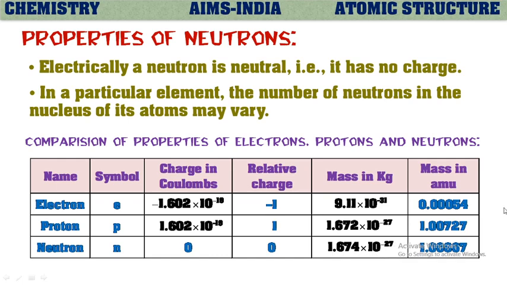The same values are taken in AMU. See here, the mass of the electron in AMU is taken as 0.00054 AMU, and the masses of the proton and neutron are generally considered as 1 AMU each. But to say accurately, the mass of the neutron is a little greater than that of the proton.